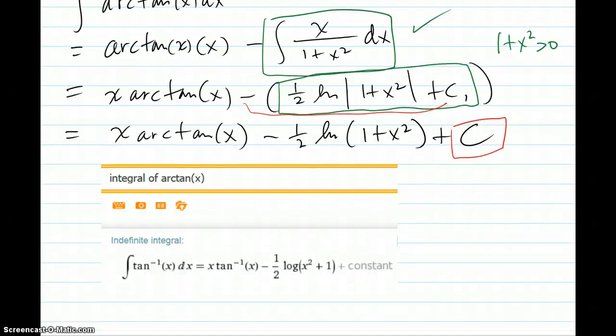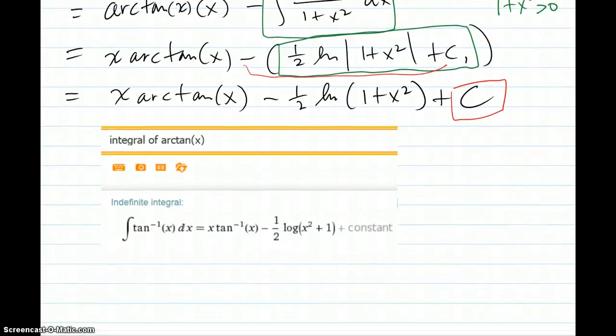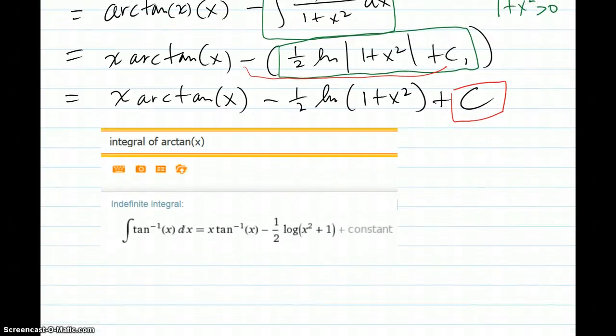And here's what Wolfram Alpha has to say about the problem. Integral of arctangent x. Well, they like to have the -1 notation. I don't, but so what? Okay, so x arctangent x, check. Subtract, check. 1/2, check. They explain later below here that the log is a natural log, so that's check. x squared plus 1, check. Constant.